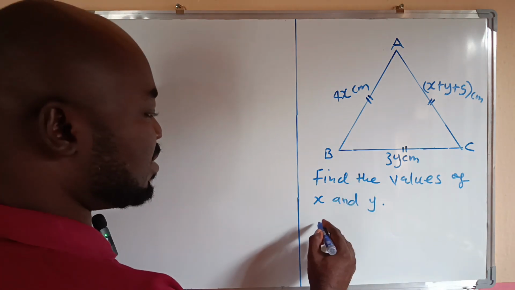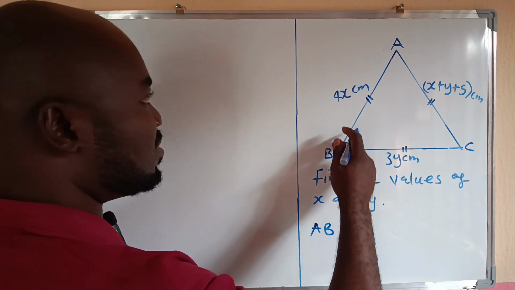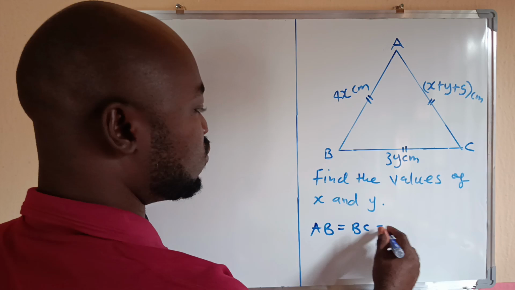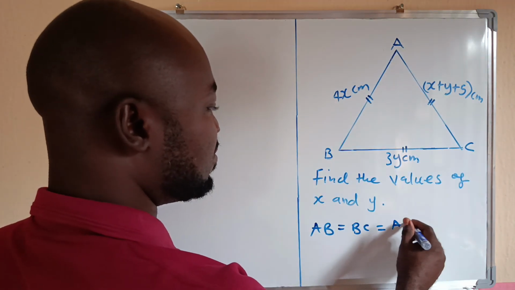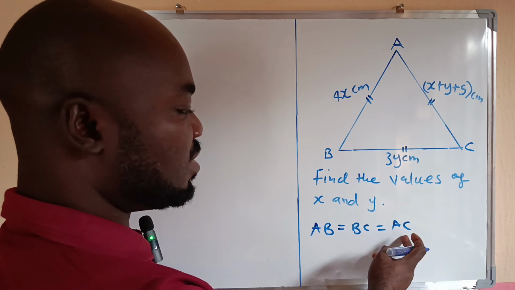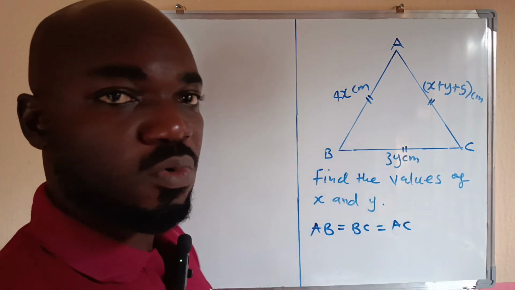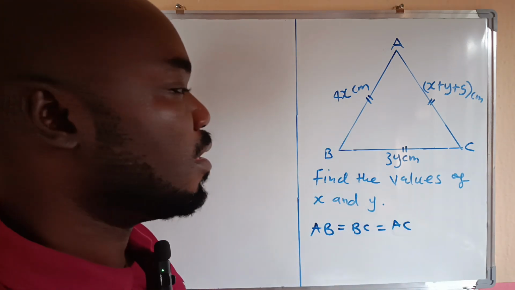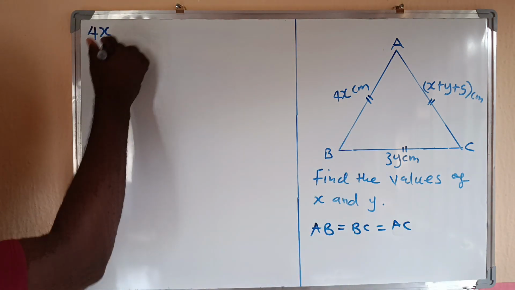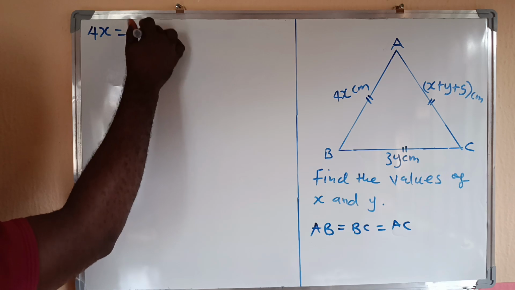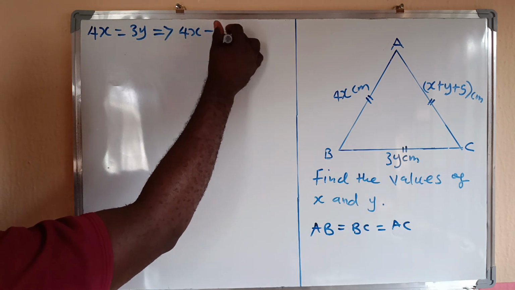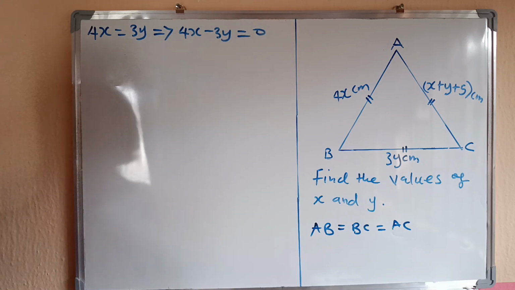So what that means is that AB, which is this line, will be equal to BC, and that will also be equal to AC. Now, if AB equals BC and BC equals AC, it means that AB will be equal to AC. That is the transitive law in logic. So what that means is that 4x will be equal to 3y, and this will imply that 4x minus 3y will be equal to 0.